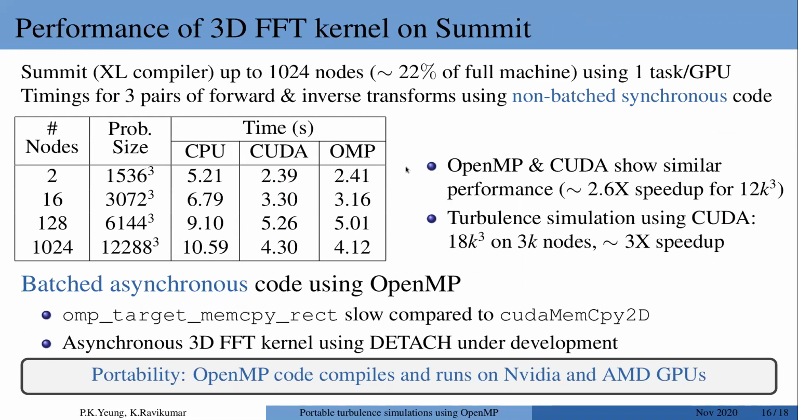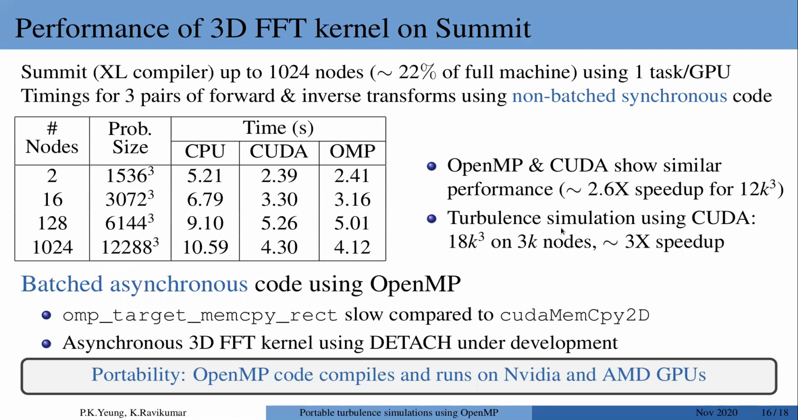So to briefly present the performance numbers from a non-batched synchronous code, we have collected these numbers on Summit using up to 1,000 nodes and with one task per GPU. The timing provided here in the table is for 3 pairs of forward and inverse transforms. We have data for the CPU version, which used all the cores per node, the CUDA Fortran version, and the OpenMP version. We can see that the CUDA Fortran and the OpenMP versions are both performing similarly with respect to each other and are showing a speed up of around 2.6x compared to the CPU version, which used all the cores on the node, for the problem size of 12K cube.